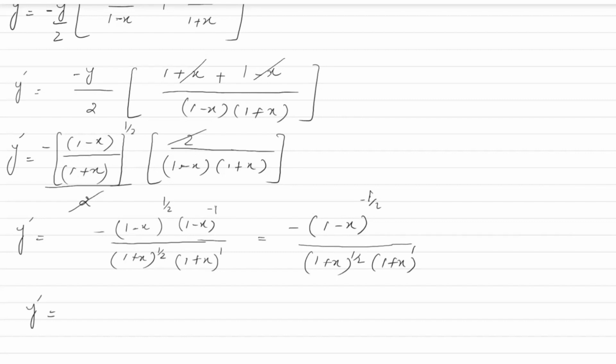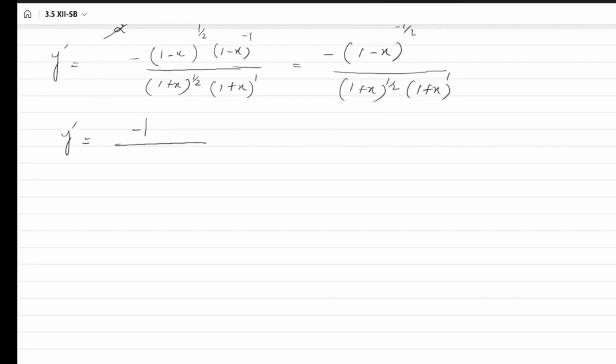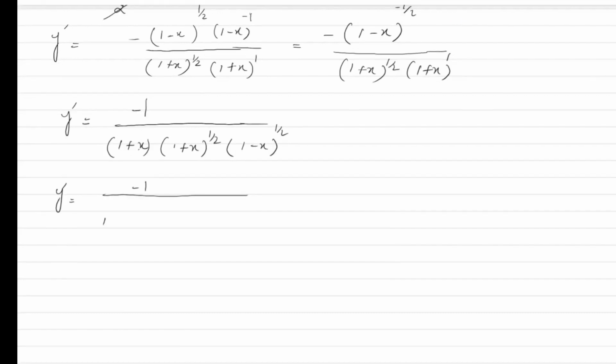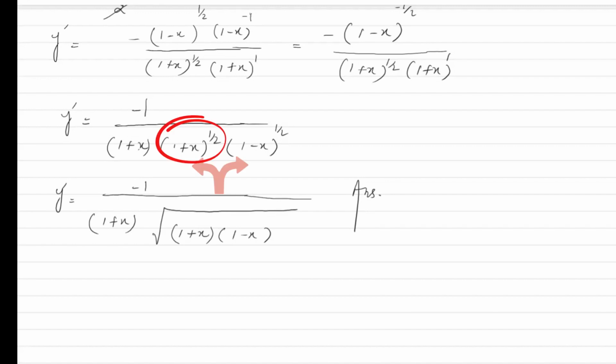So y derivative is equal to minus 1 upon (1 plus x), (1 plus x) whole power 1 upon 2, and when this numerator power goes down into the denominator, it will be positive, 1 plus x. This whole 1 upon 2 can be written as under root. This and this both can be written into 1 under root. So this would be the answer of question number 3, second part.